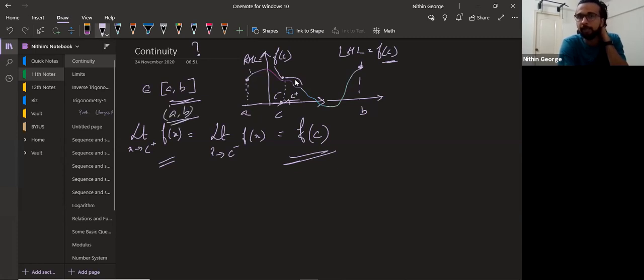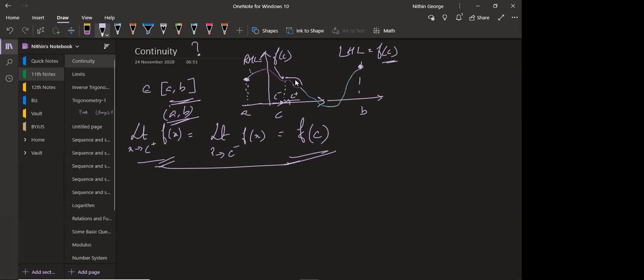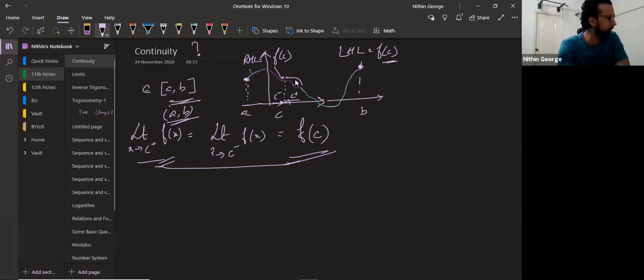Now at the points A and B, is it continuous? For that, you have to check at the point A and B this condition, right? But the problem is at the point A, there is no LHL. At the point B, there is no RHL. So you do what you have. At A, you check if RHL is equal to f of a. At the point B, you check if LHL is equal to f of b. Are you getting this? Yes, sir. Right. So that is continuity basically.